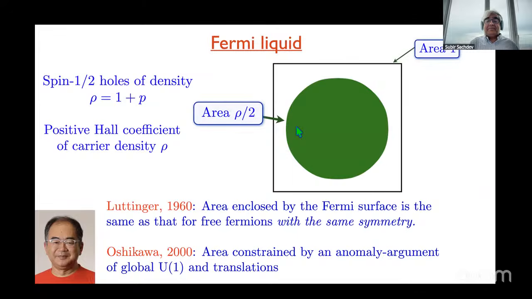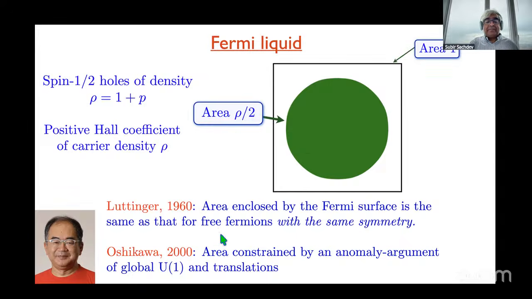So in a Fermi liquid, of course, we have the Luttinger theorem from 1960, and also similar results in the Russian literature around the same time, that the area enclosed by the Fermi surface is the same as that for free fermions with the same symmetry. And this is important, say, for the antiferromagnet. If there's some broken symmetry, you should also break it in the free fermion theory, and then you will get the appropriate Luttinger area. So if you have holes of density rho, total density rho, as measured from the filled band, the area should be just rho over 2.